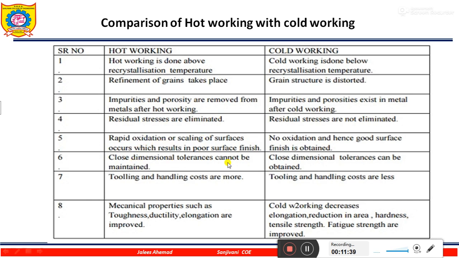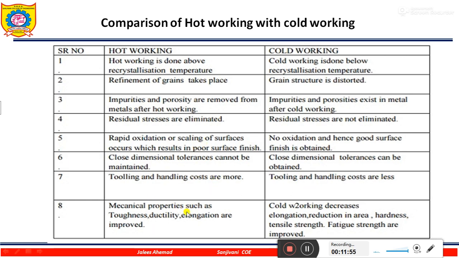In hot working, closed dimensional tolerances cannot be achieved. In cold working, closed dimensional tolerances can be obtained. Why can closed dimensions not be attained in hot working? Because it is a bulk deformation process. Okay, tooling and handling costs are more in hot working. Tooling and handling costs are less in cold working.